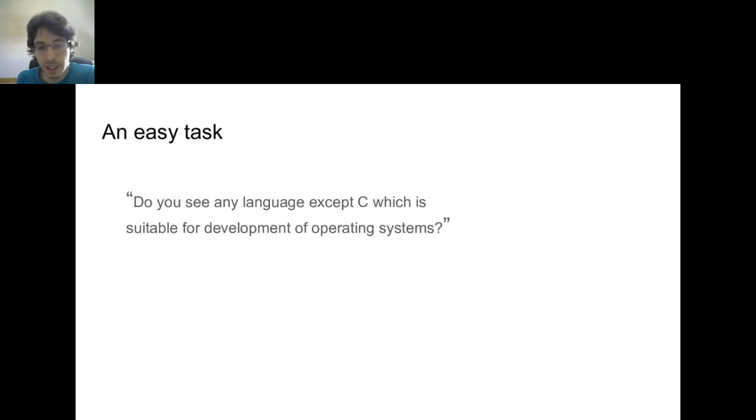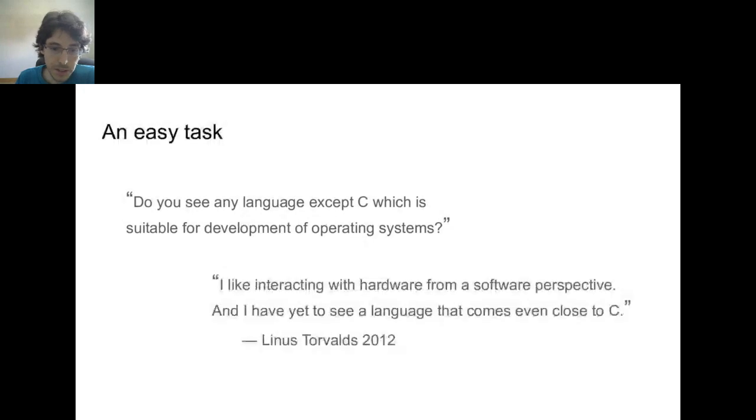It's not an easy task to get Rust into the kernel. So somebody asked this question some years ago, which is, do you see any language except C which is suitable for development of operating systems? And Torvalds, so this comes from the horse's mouth, answered, I like interacting with hardware from a software perspective, but I have yet to see a language that comes even close to C. Which, you can imagine, could be perceived as a hard proposition to get a second language into the kernel, right?